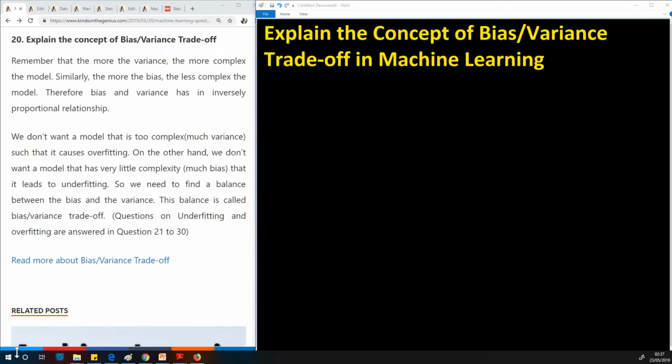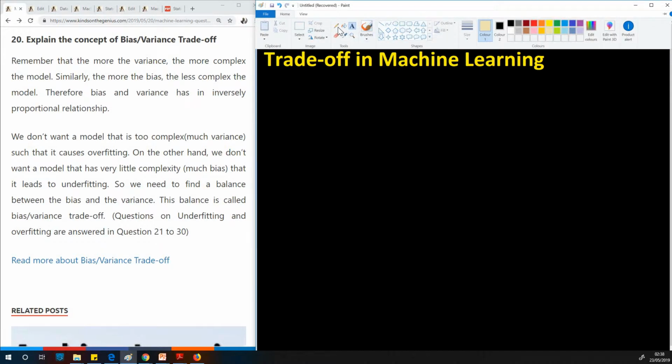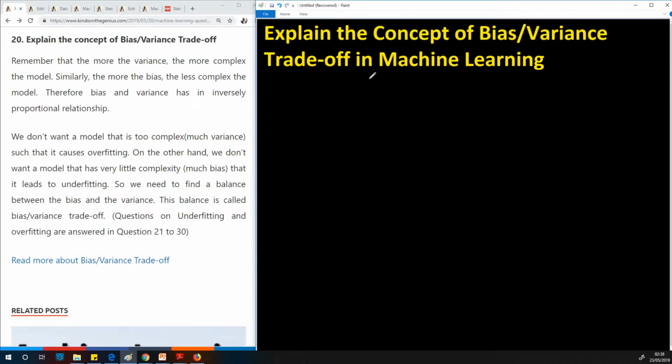My name is Kainton, the Tech Pro, and today we are going to be looking at the concept of bias variance trade-off in machine learning. This is quite an interesting topic because it appears in different textbooks, and it is one of the most important concepts you need to know in machine learning. So we are talking about bias variance trade-off.